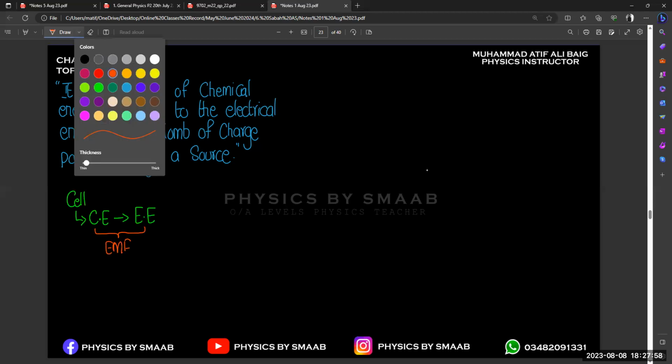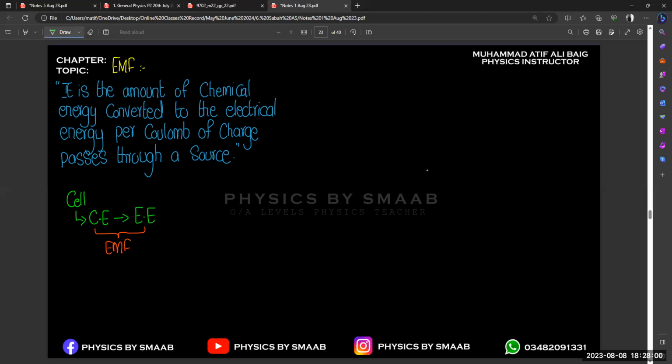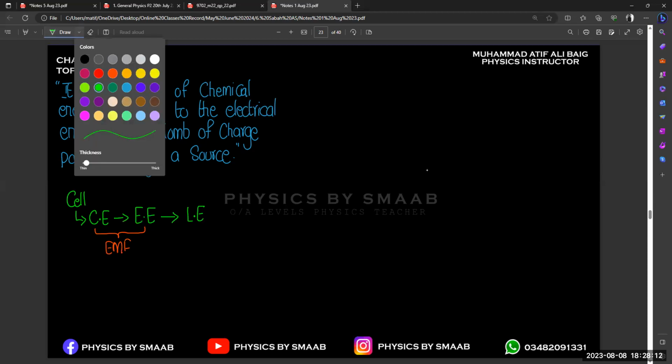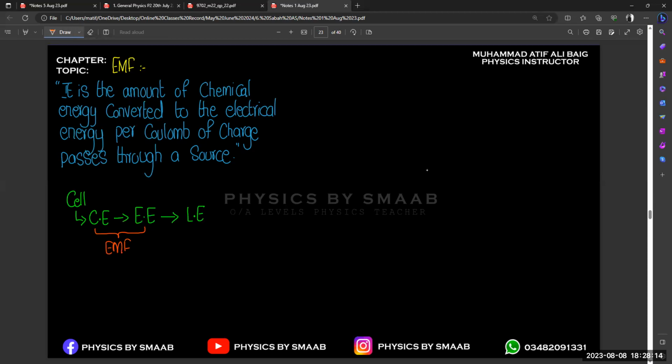And next, if we continue the concept, now we have a bulb or any different component connected in the circuit. Let's suppose we talk about the lamp, so the lamp gives you light energy. This journey from electrical to light energy is the part of potential difference, right? So this is the difference during the cycle.